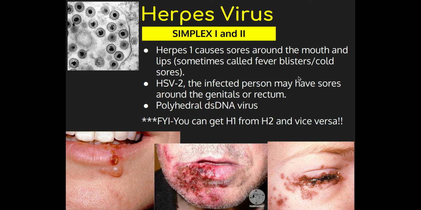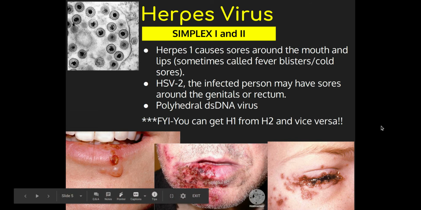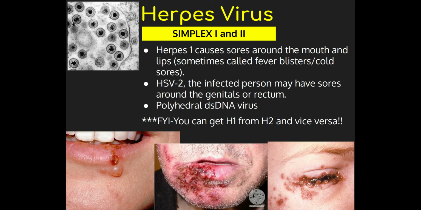You can see the severe sore spots. That's usually when they have an outbreak, but 2/3 of the people that have herpes 1 are asymptomatic, meaning they're not going to show symptoms, which is bad because that's when they can spread.